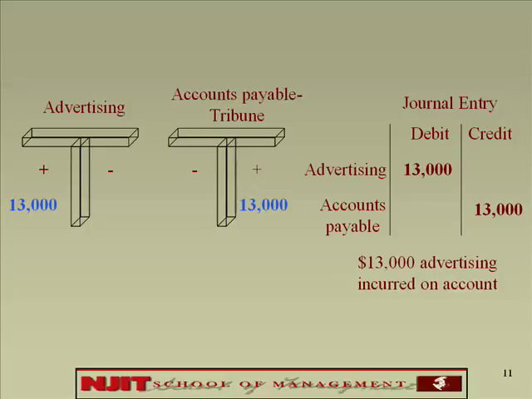I think you're getting the hang of this, aren't you? Let's do the next one. Transaction 5. You paid $6,000 for office supplies. Supplies is an asset. So what two accounts are impacted? Cash and supplies. It should look like this.